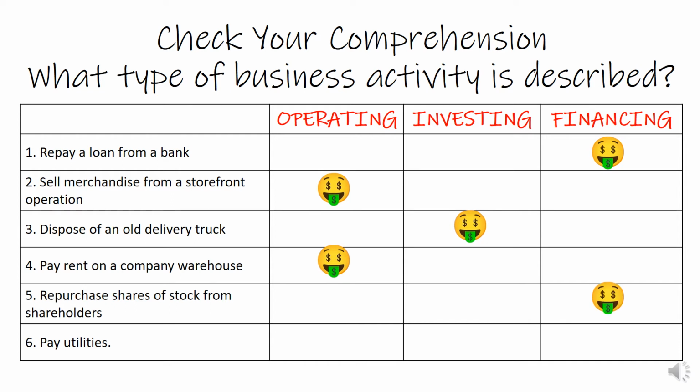Repurchasing shares of stock from shareholders is an example of a financing activity because it pertains to that equity account. And finally, paying utilities is an example of an operating expense.